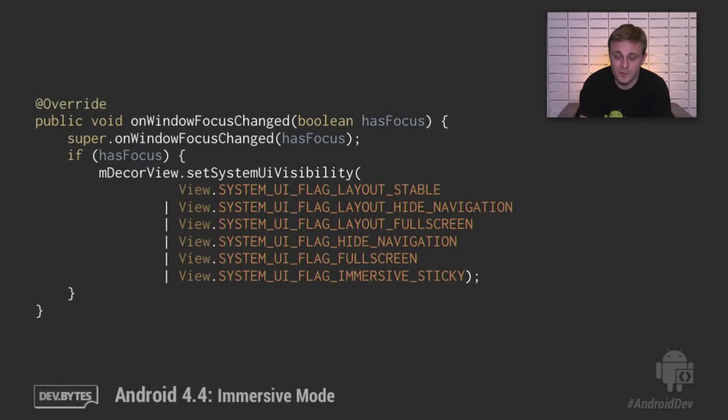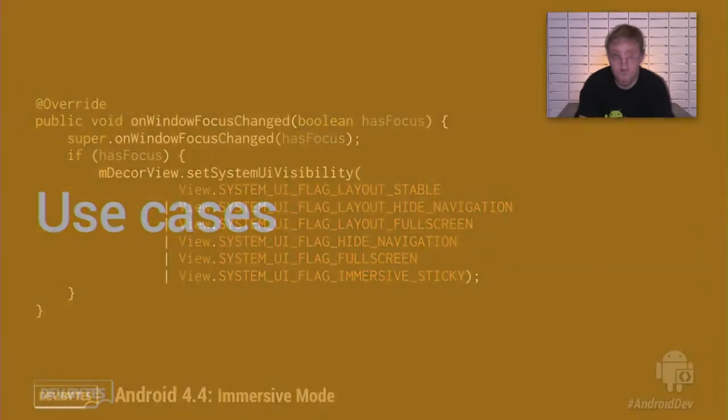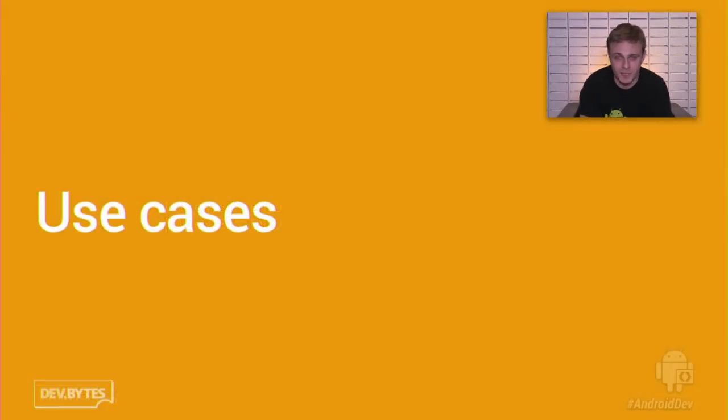Now the code for immersive sticky is really simple. Anytime the window receives focus, simply set the immersive sticky flag along with the other flags mentioned before. Now you don't have to worry about the system clearing this flag due to user interaction because, again, the flag is sticky. Okay, so let's summarize with some use cases.